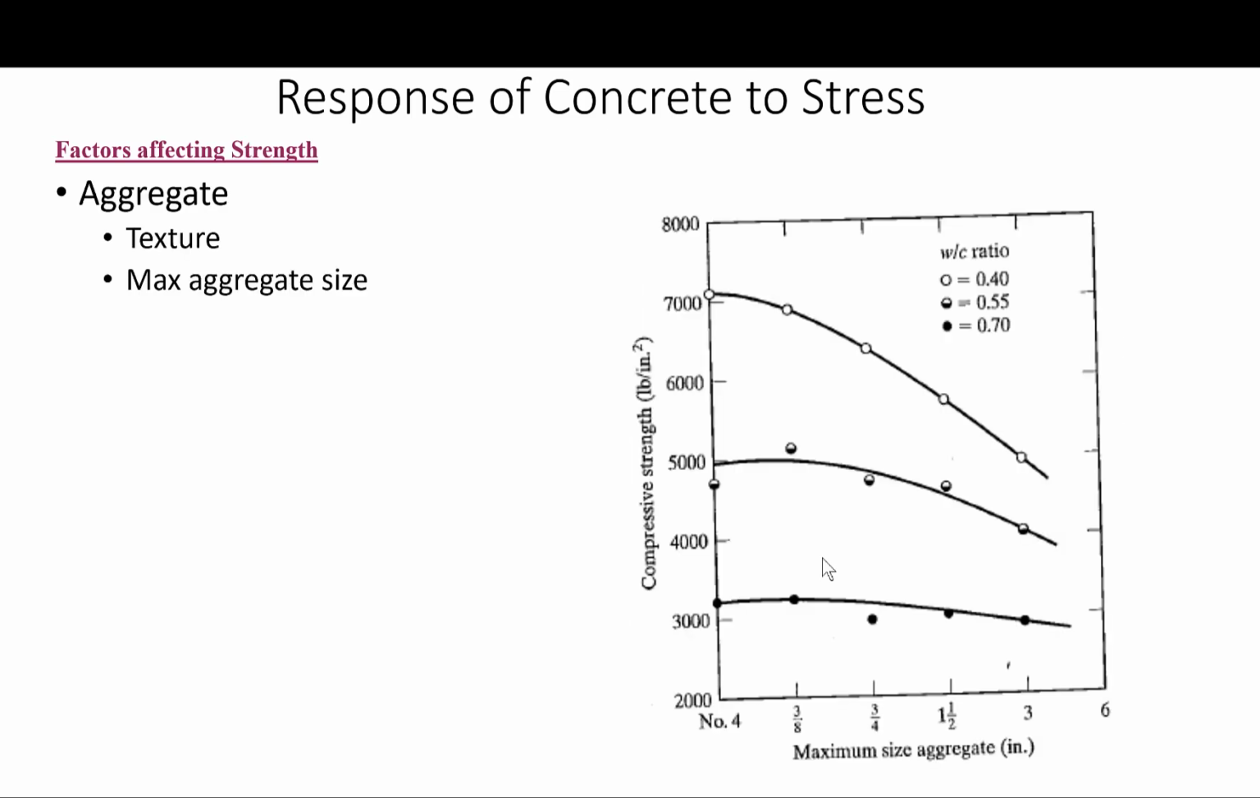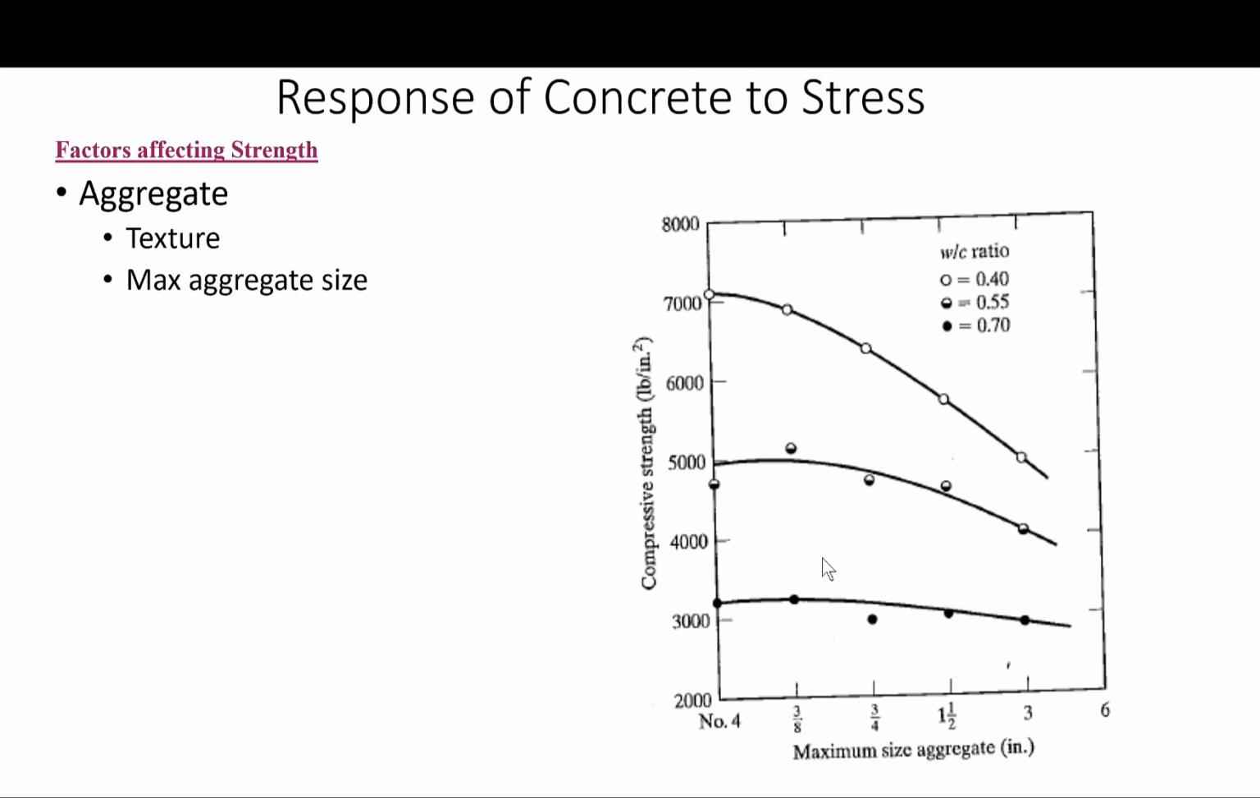Okay, so let's look at aggregates. Although the water cement ratio is the most important factor affecting strength, the properties of the aggregate cannot be ignored, in particular in the case of tensile and fracture properties. So for normal strength concretes, the aggregate parameters that are most important are the shape, texture, and maximum size of the aggregate. The aggregate strength itself is of less importance, since aggregates are generally much stronger than the cement paste, okay?